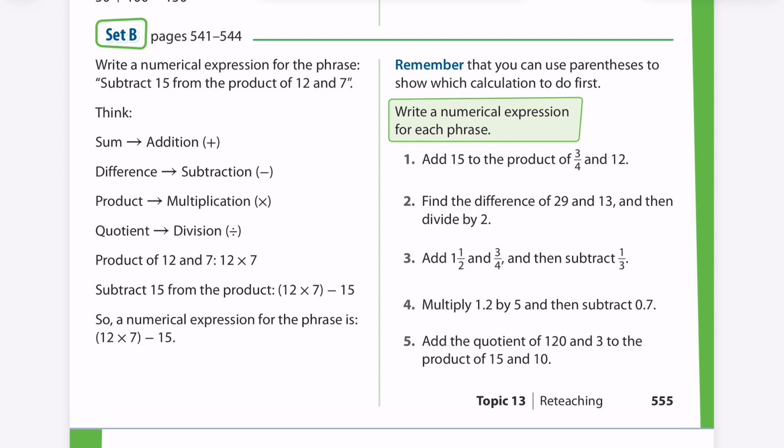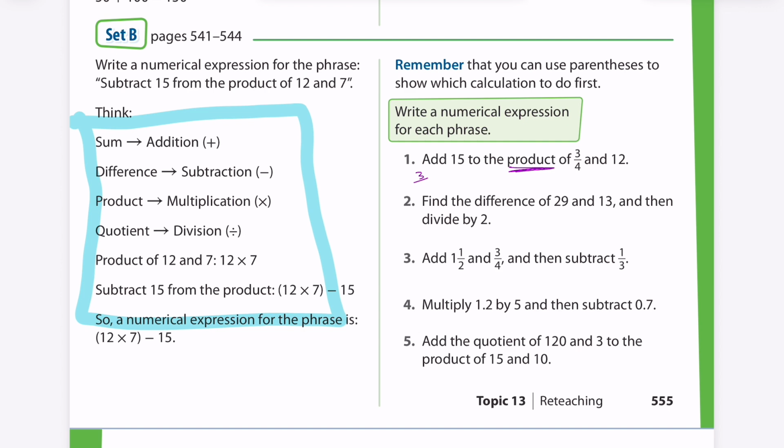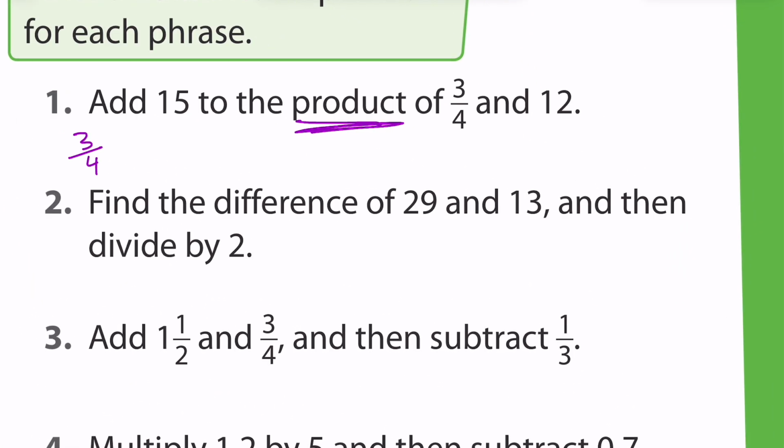So on number 1, it says add 15 to the product of 3/4 and 12. So product tells us we have to multiply, and they gave us some hints over here. So we need to do 3/4 times 12, and we need to do that first, so we're going to put parentheses around it. And then we're going to add 15 to that. Now, we don't have to have the parentheses because according to PEMDAS, we're going to multiply first anyway.